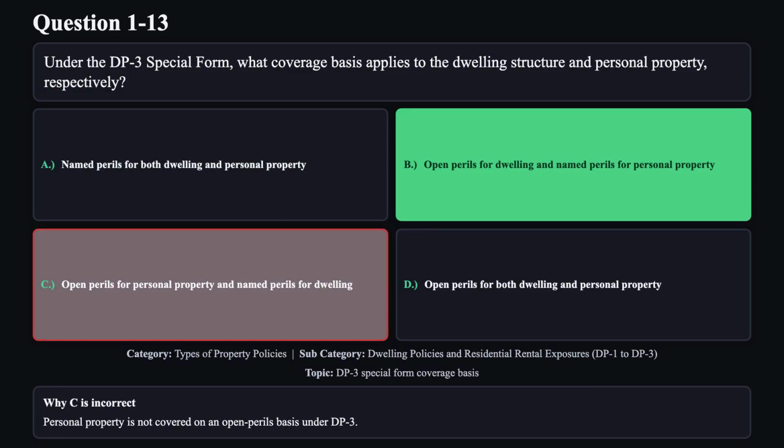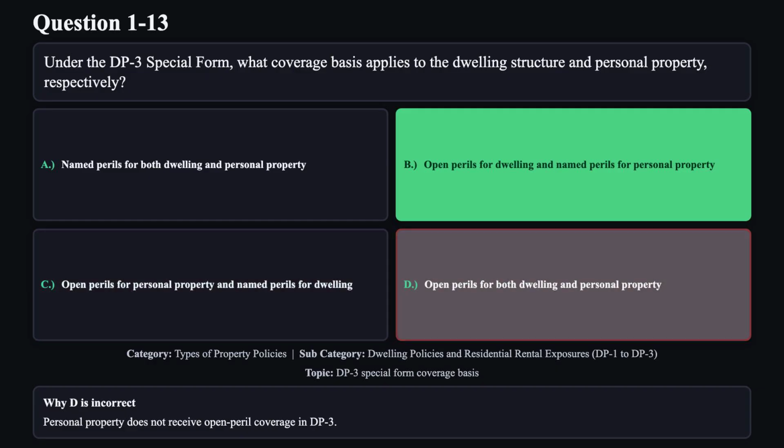Reason C is not correct. Personal property is not covered on an open perils basis under DP3. Reason D is not correct. Personal property does not receive open peril coverage in DP3.